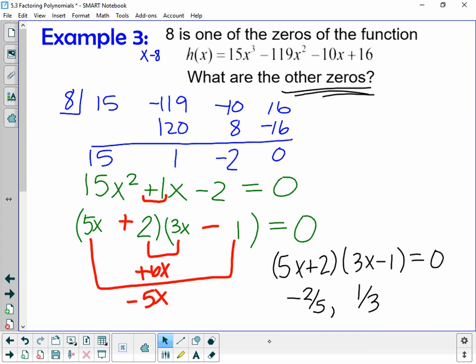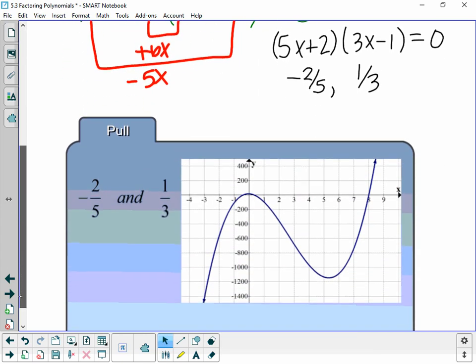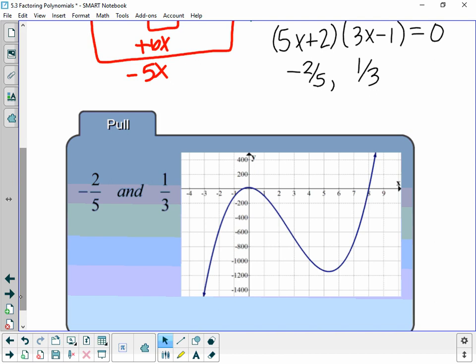Let's look at the graph. Here it is. Now it's hard to see, maybe. This is the 0 that we were given, the 0, 8. The other one is 1/3. You can see it here between the 0 and 1. And the other one was negative 2/5, about negative 0.4 right here. So you can see all three of those zeros on the graph.